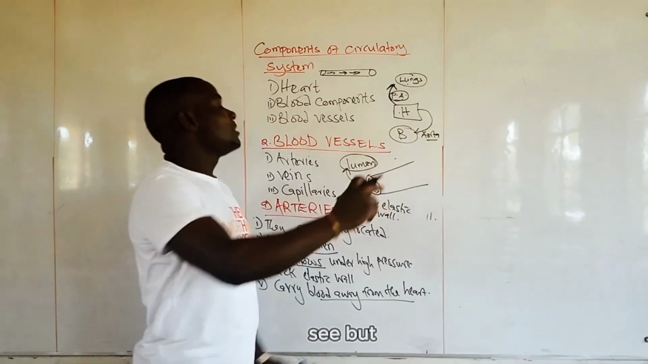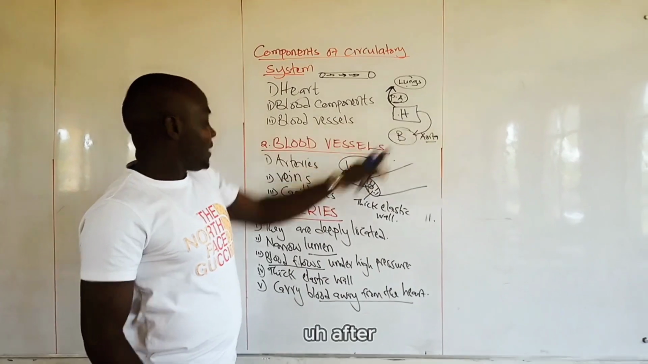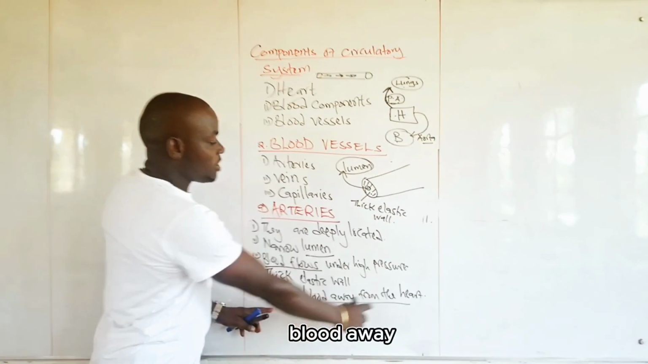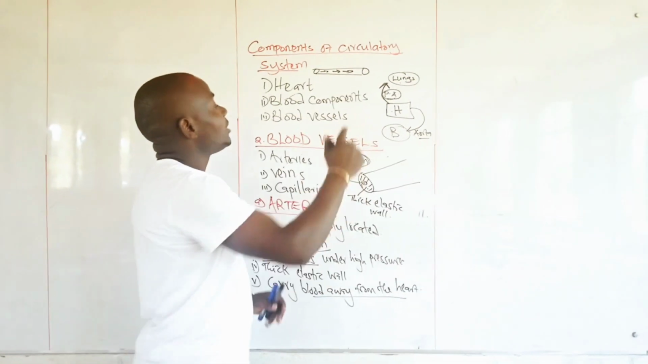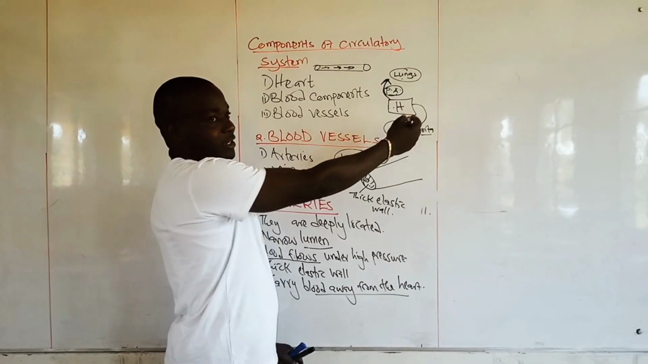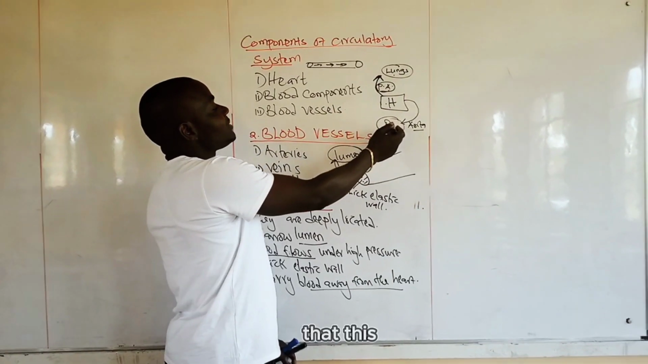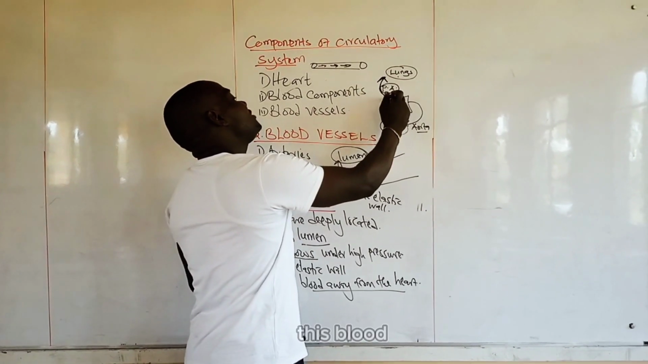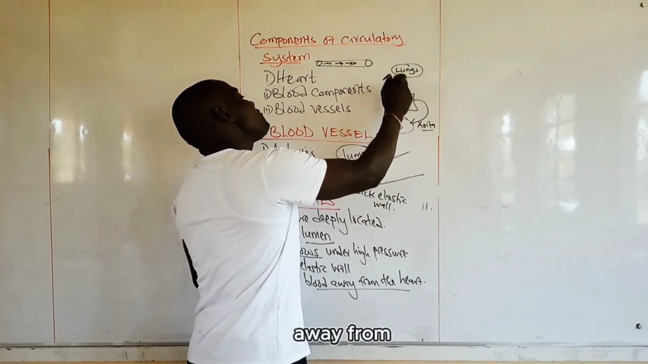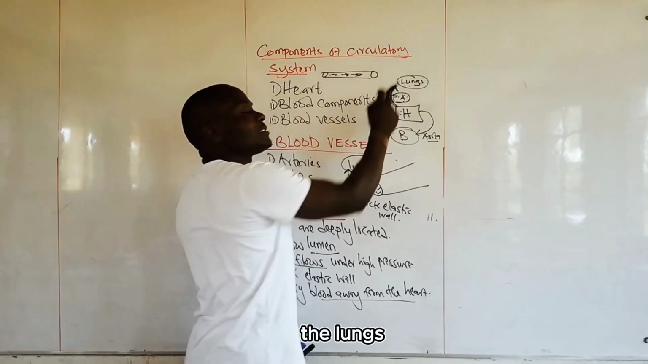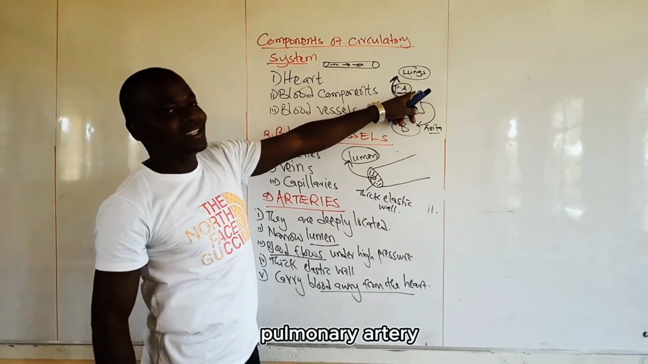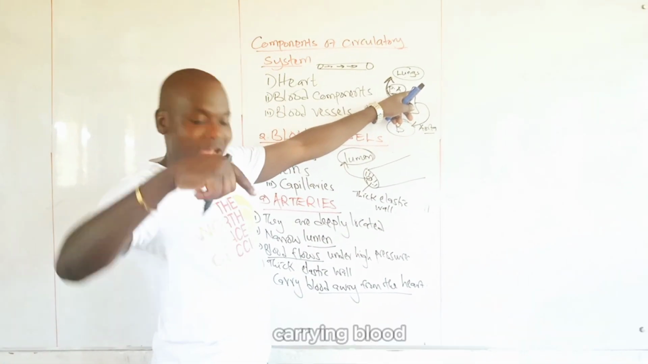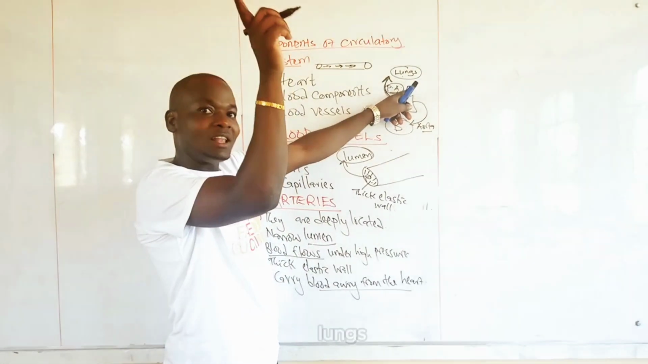I will say that arteries carry blood away from the heart, all of them. An example is here. Let us look at this illustration. This is the body, this is the heart, and this is the lungs. So this blood vessel that carries blood away from the heart back to the lungs is called the pulmonary artery. That is an artery carrying blood from the heart back to the lungs.